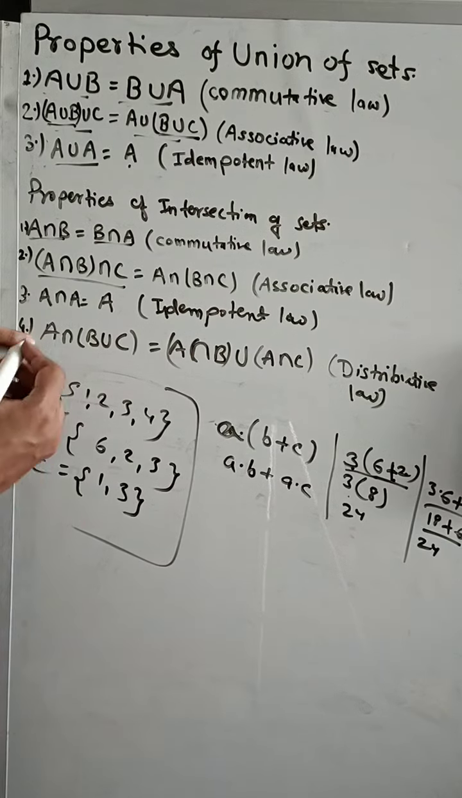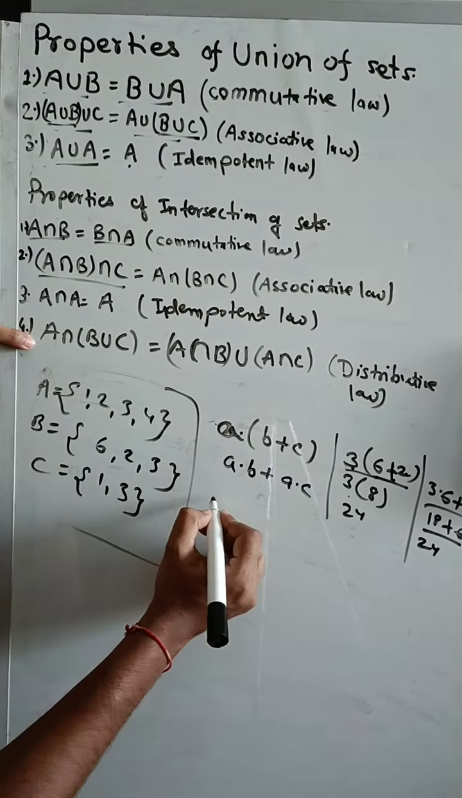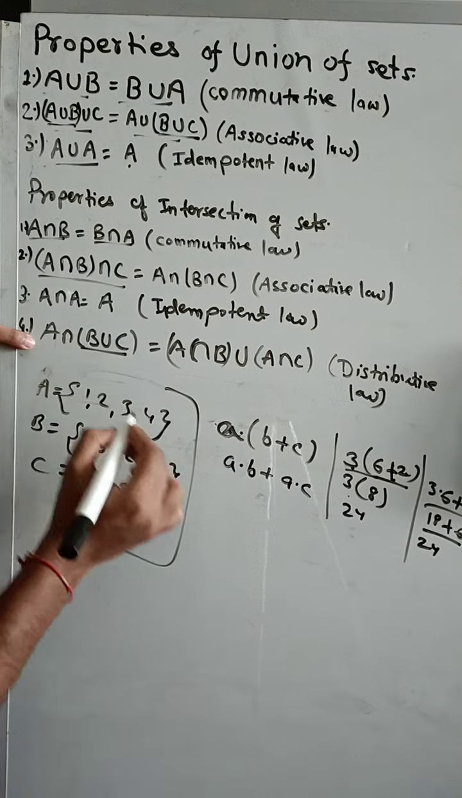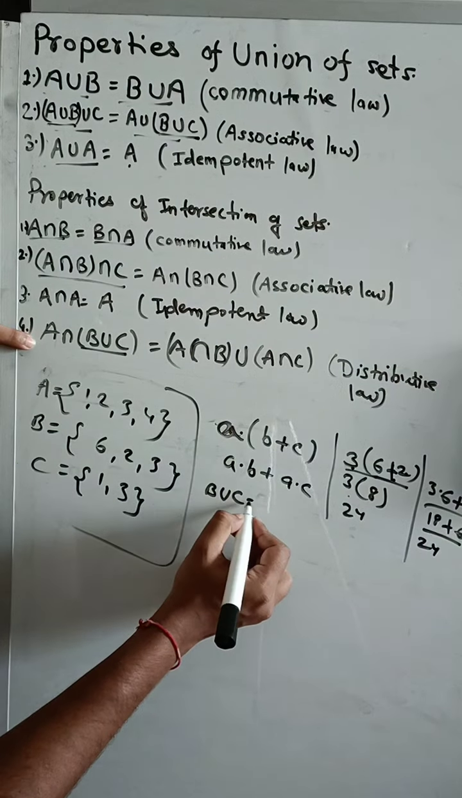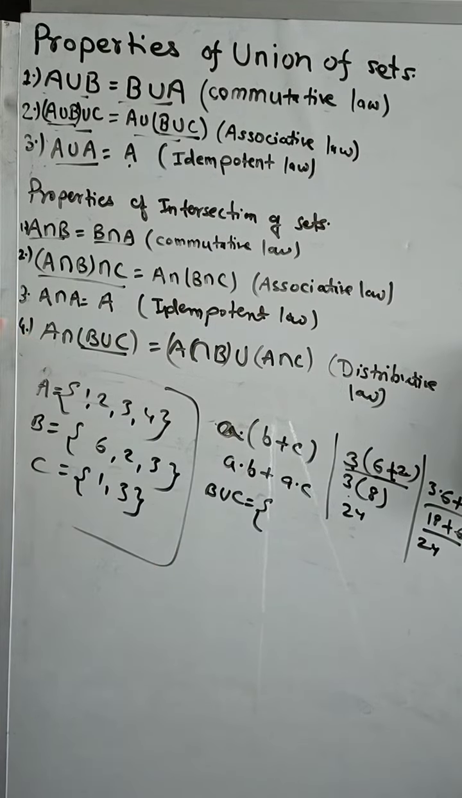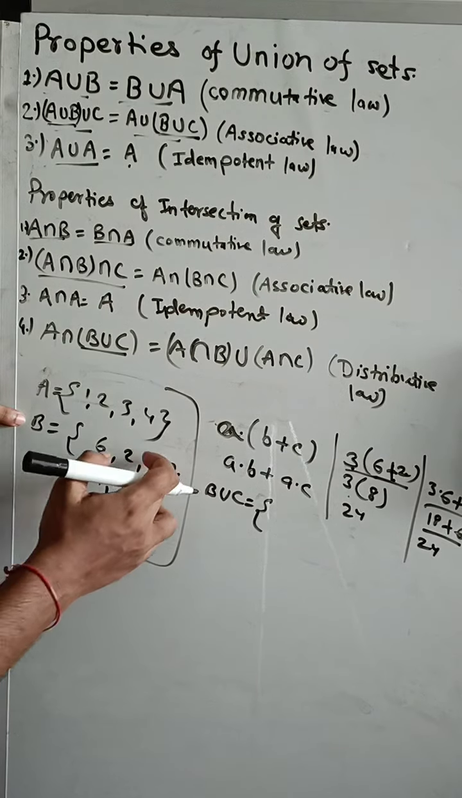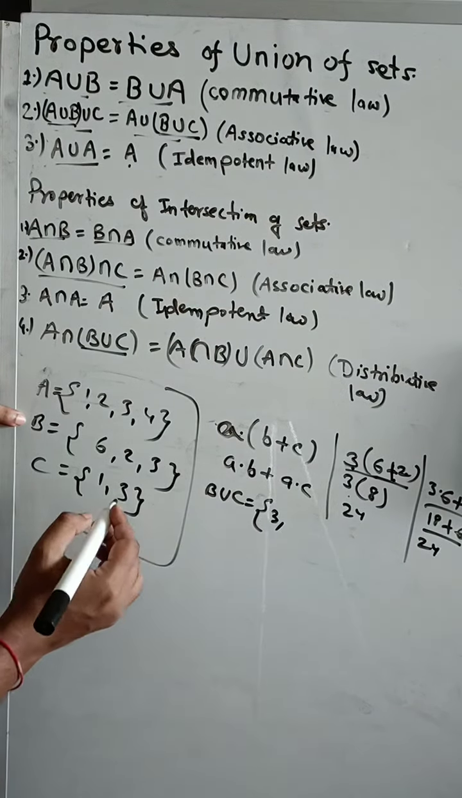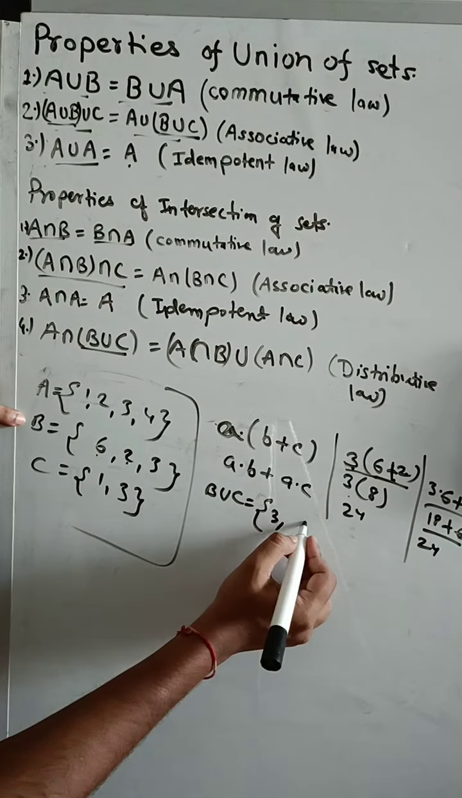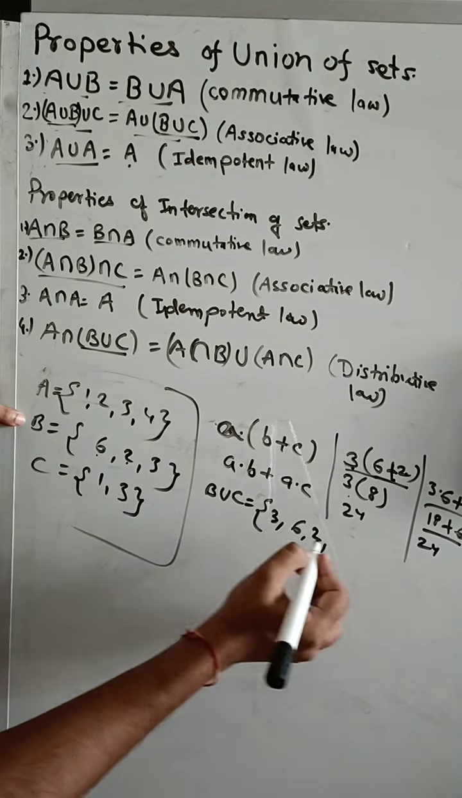In this example I will try to solve this one, and the rest you will have to solve. Okay, I'll go with this one. I'll first calculate B union C. What does B union C mean? Union, you know, is first take the common part, then all the remaining of B and C both. So in B and C, what is common? I see only 3 is common, so I will take 3. Then I am left with 6 comma 2, then here I am left with 1.